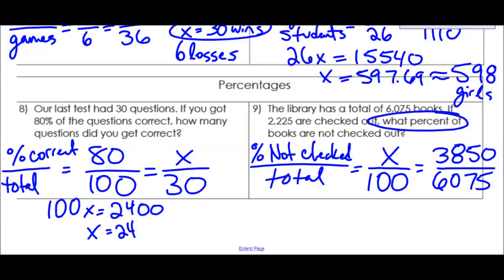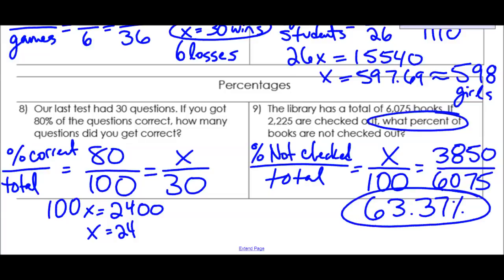So we cross multiply, and then we're going to divide by the 6,075. That gives us about 63.37%. Which again makes sense. There's most of them that are checked out, so it should be more than 50%. I usually just round to the hundredths place. That's that 7, so 63.37. You don't want to round that to the nearest whole number. Don't round that to just 63. Keep at least one decimal place. But if you wanted to write 63.4, that would also be okay.